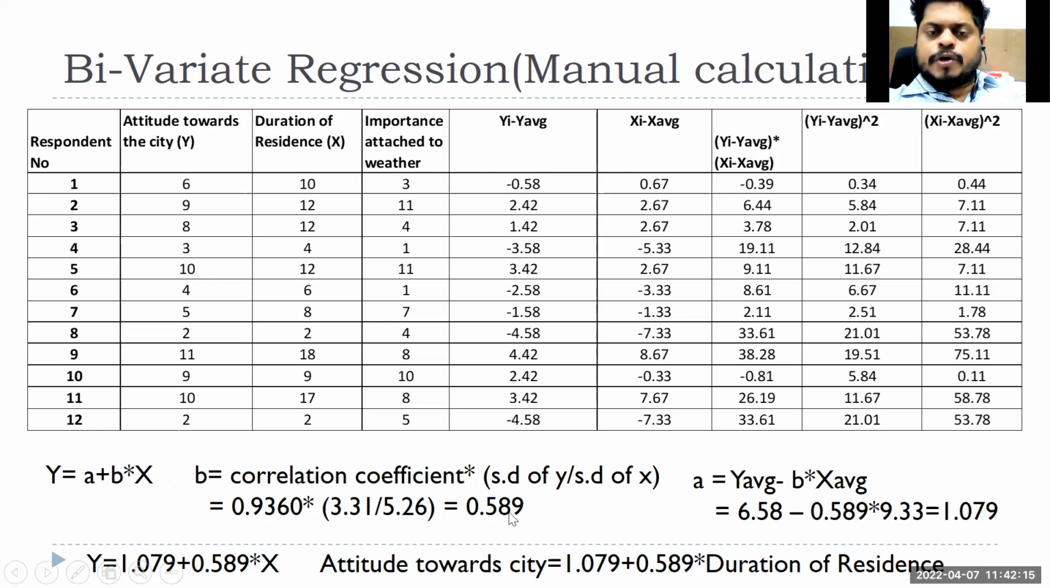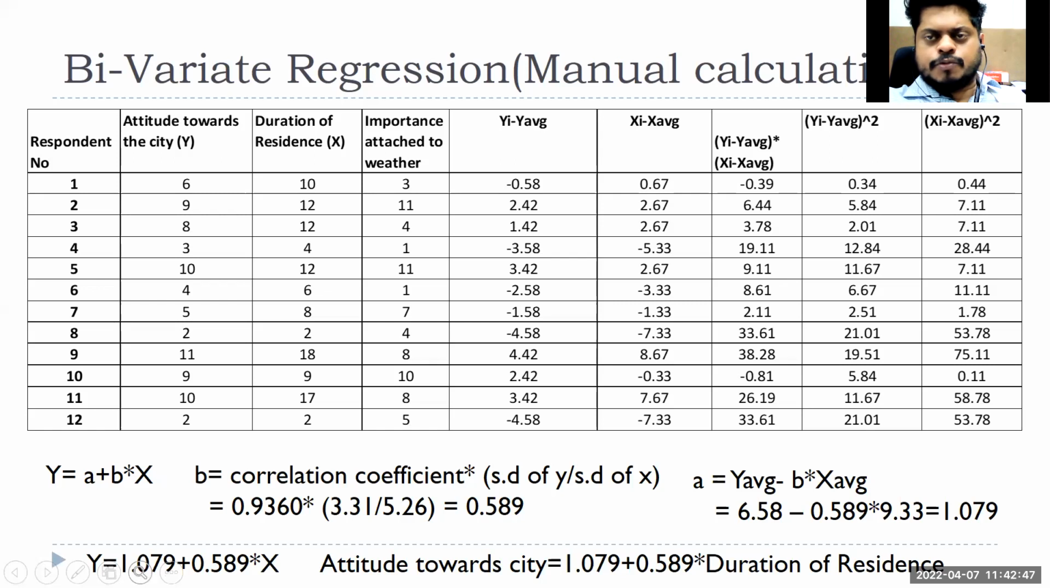So that gives me a value of 0.589. If I substitute this, my equation becomes y is equal to a plus 0.589x. The y average value I know, that is 6.58. The x average value I know, 9.33. If I substitute those numbers in this equation, my a value becomes 1.079, right? In Excel, within a few seconds, the answer will come, right? You need not do so many calculations. So I have got an equation, y takes about 1.079.